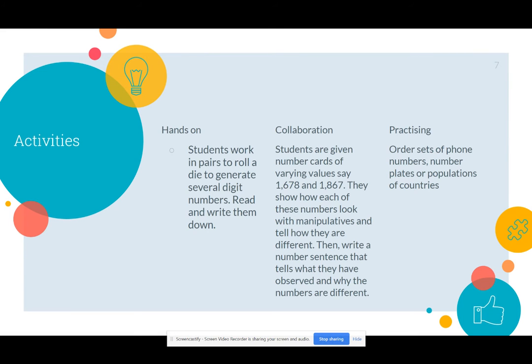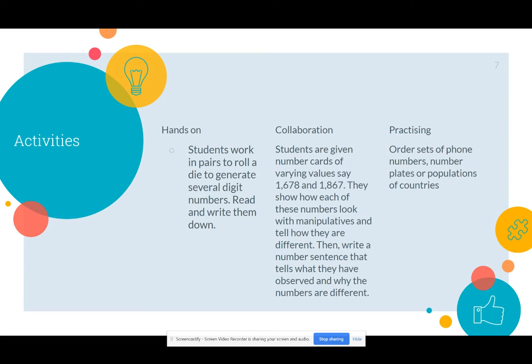Another activity that the students will be able to do is to roll a die in order to generate numbers with different digits. For example, they'll usually work in pairs and throw the dice up to 7 times and write down each number each time, and then read that number out and write it down, and they'll take turns doing this.